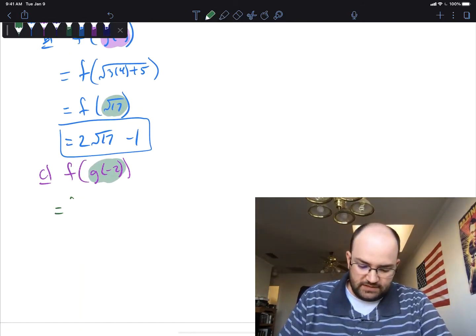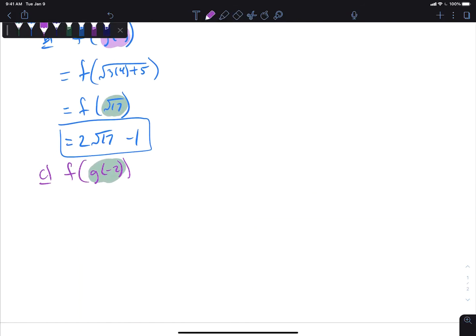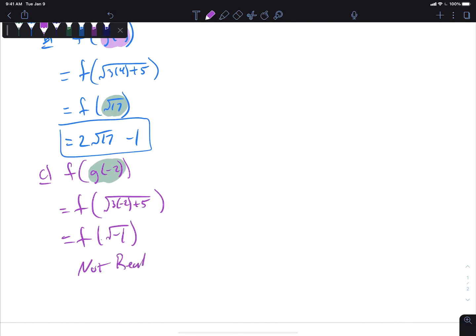So that's going to give us f of the square root of 3 times negative 2 plus 5. And then simplify. 3 times negative 2 is negative 6. Negative 6 plus 5 is negative 1. So square root of negative 1 is what we have. But the problem with that is the square root of negative 1 is an imaginary number. So this is not real. And I'm just going to leave it there.